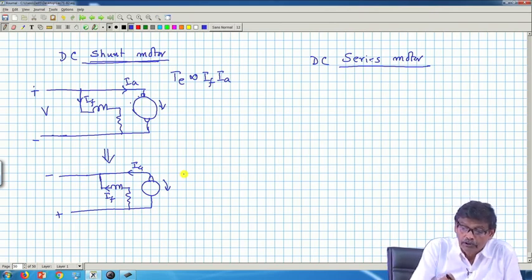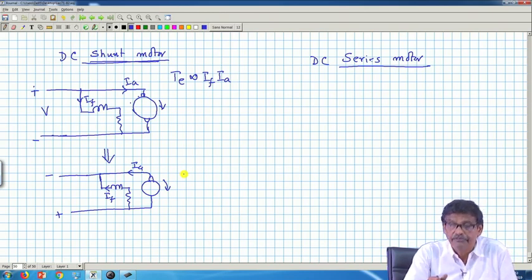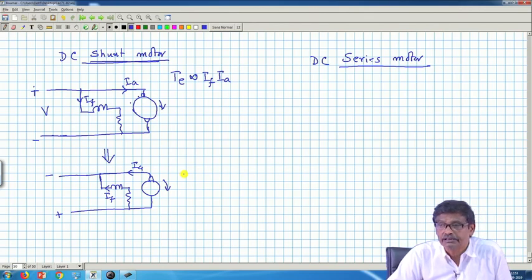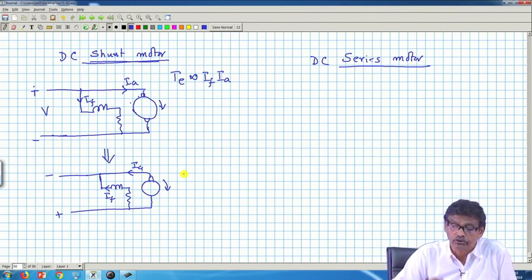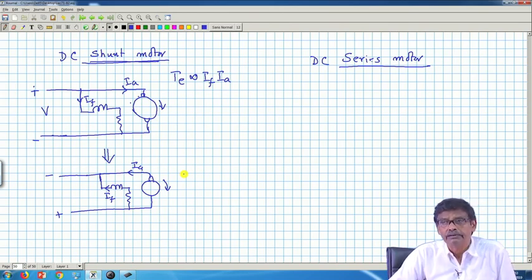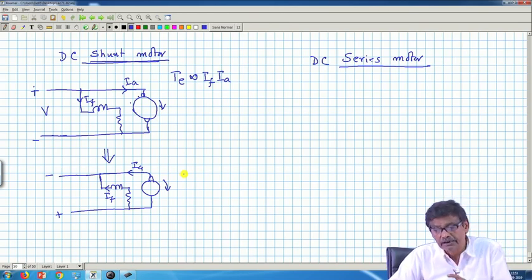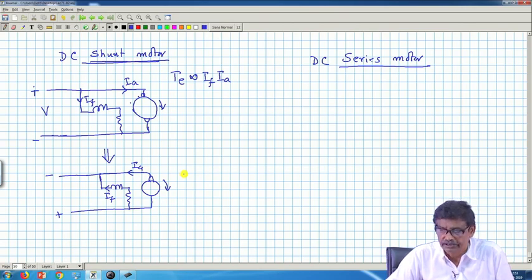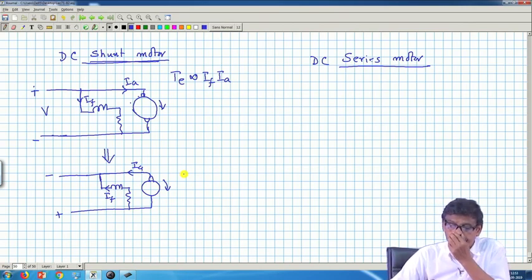However, if one of them, either armature or field, is reversed, then of course electromagnetic torque will be in the opposite direction. So, to reverse the direction of rotation, what we say is, either you reverse the armature terminals or the field terminals, then it will start rotating in the opposite direction. That is what we say.